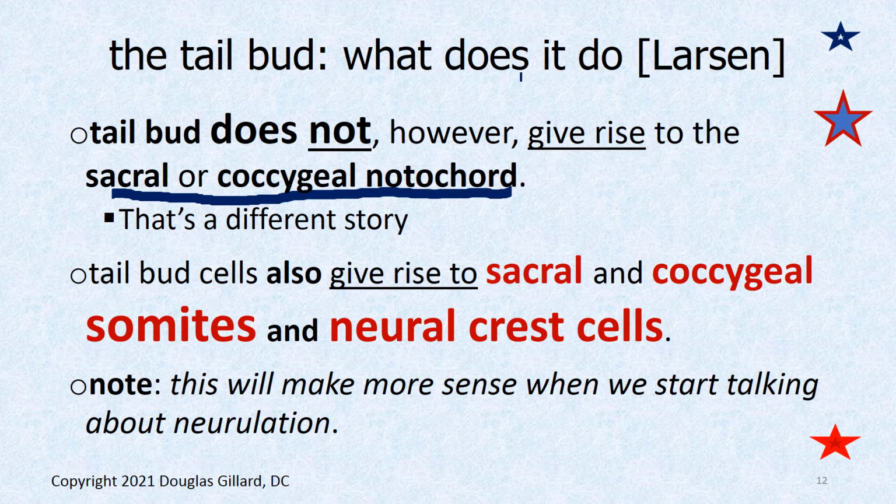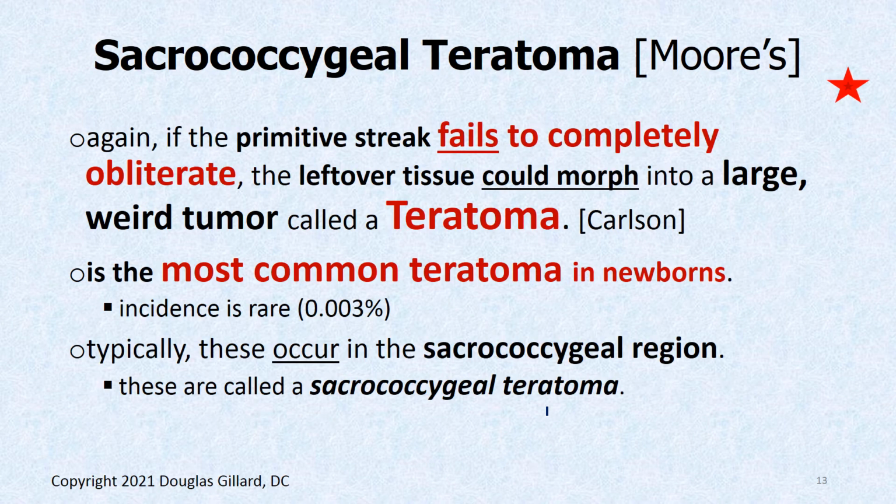What else? It's important to note that the tail bud does not give rise to the sacrococcygeal notochord. We're going to talk about that formation. That's a different story. And just a final thing about the tail bud, it does give rise to things called sacrococcygeal somites, which we'll get to a long time from now, and neural crest cells. And this will make more sense. It's like, where do I put this in? I could wait and put it in later, but because we're talking about the degenerating primitive streak, I think it's a good idea to put it in now. And it'll make more sense when we get to that part.